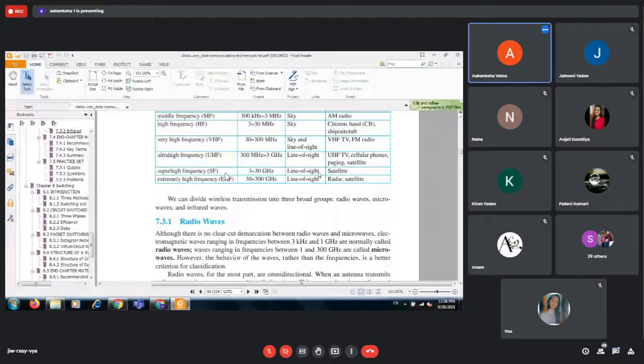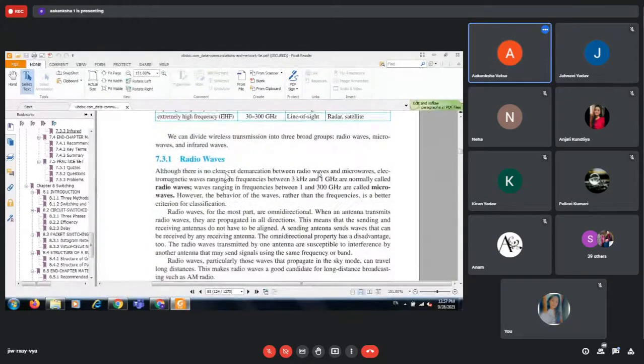Okay. Then we have radio waves. Normally radio waves, microwaves and EM waves are almost the same, but the behavior of these waves should be used as a criterion to classify them, as compared to the frequency ranges. But normally we say the radio waves are in the range of 3 kilohertz to 1 gigahertz, and 1 gigahertz to 300 gigahertz are the microwaves.